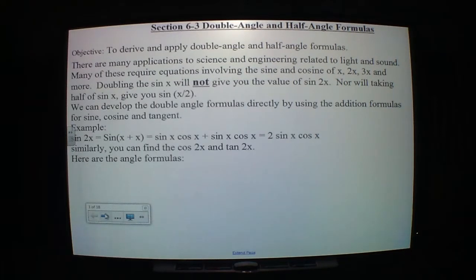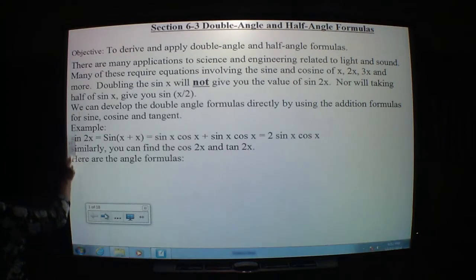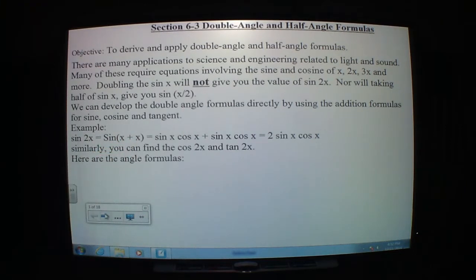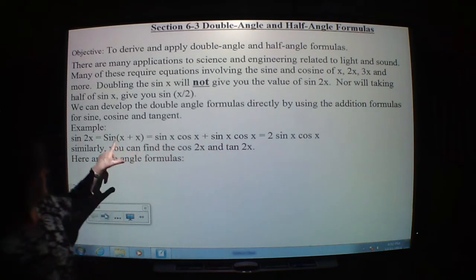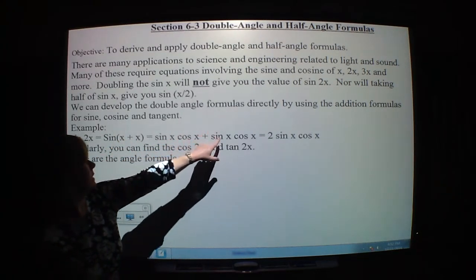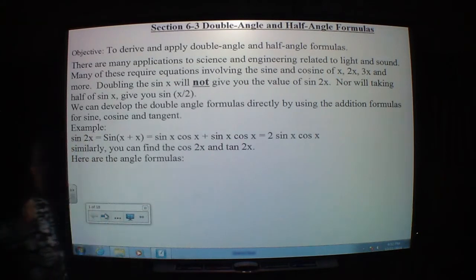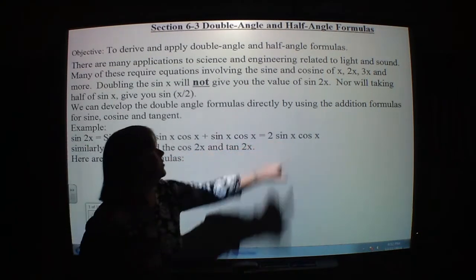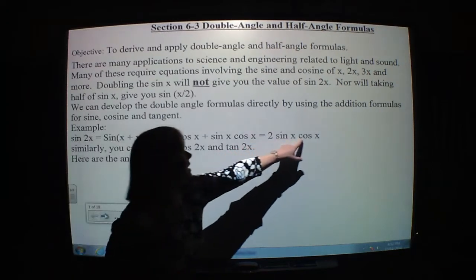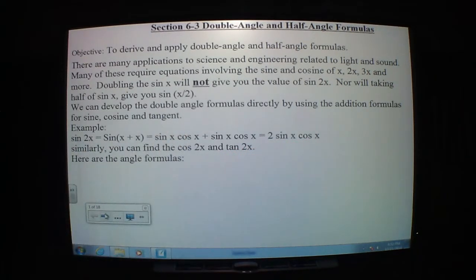Okay? And if you want to know, here's one of them that I am deriving. It will show you how to derive it. If we take the sine of 2x, remember the sine of x plus x, there's the formula for it. Sine of alpha plus beta is equal to sine of alpha, cosine of beta, plus sine of beta, cosine of alpha. When you plug in here, you have 2 sine of x, cosine of x. So sine of 2x is equal to 2 sine of x, cosine of x. So there's one of them. Similarly, you can do the same thing for cosine of 2x and tangent of 2x.